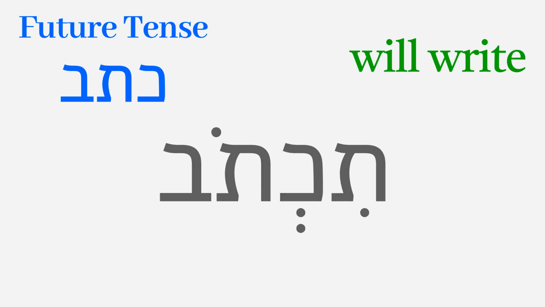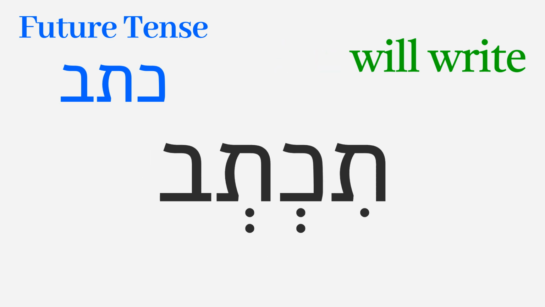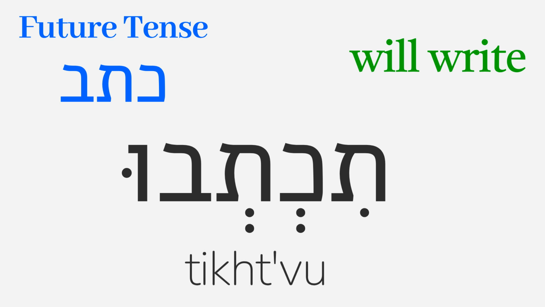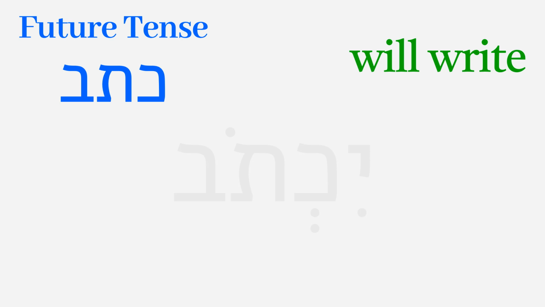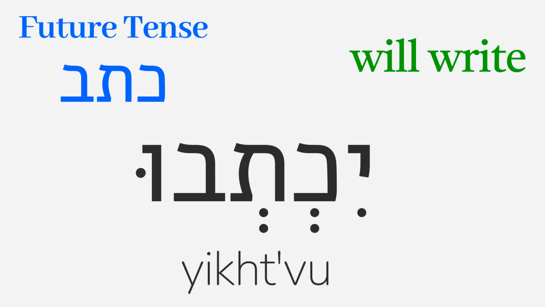You can take tichtov and shorten the vowel on the second root letter, the cholam, to a shva. Then you can add the ending e. This makes tichtavi, which means you will write feminine singular. You can also add the ending u. This will make tichtavu, which means you will write masculine plural. You can also take yichtov, he will write, shorten the cholam to a shva, and add u to make yichtavu. They will write in masculine form.